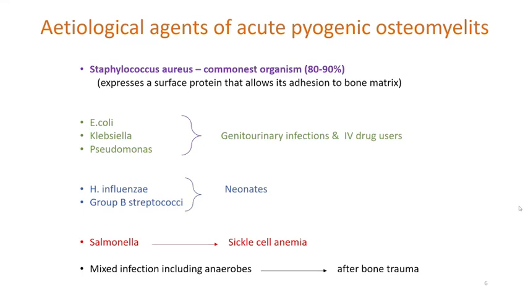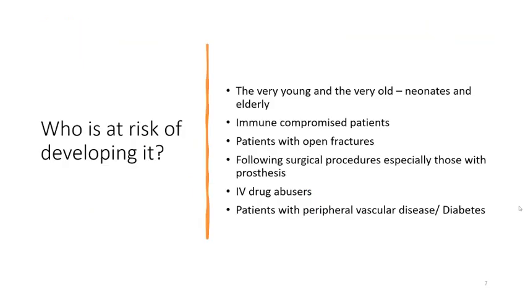And if it is after bone trauma, most of the time the infection is mixed, because it's due to contamination with the surrounding organisms. So usually we get a mixed type of infection in osteomyelitis after bone trauma.